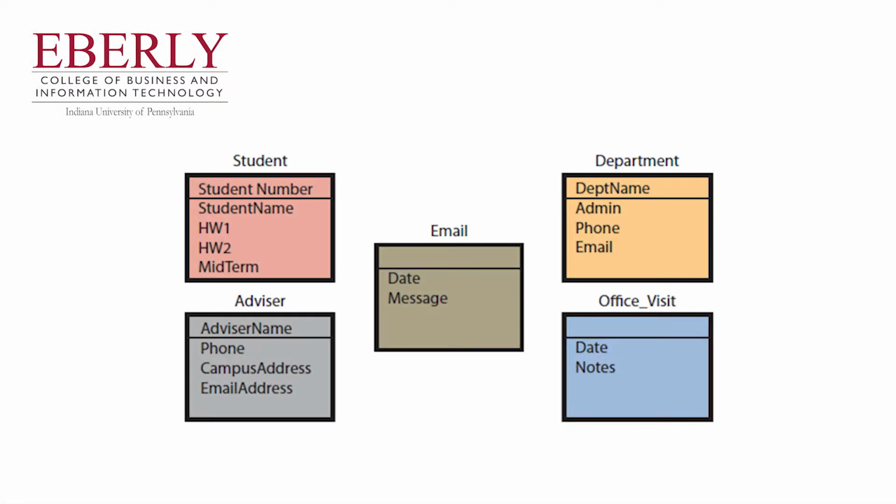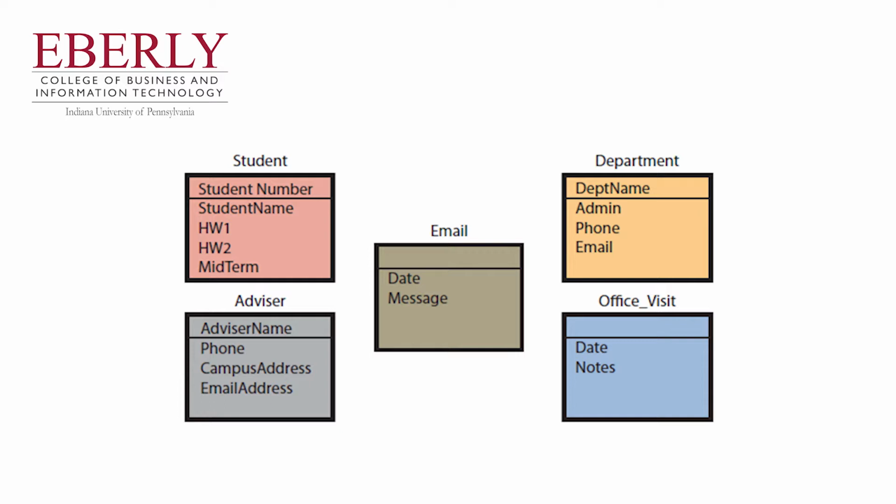Figure 5.17 shows example entities for the student database. Each entity is shown in a rectangle. The name of the entity is above the rectangle, and the identifier is shown in a section at the top of the entity. Entity attributes are shown in the remainder of the rectangle. For example, entity advisor has an identifier called advisor name, and the attributes are phone, campus address, and email address.